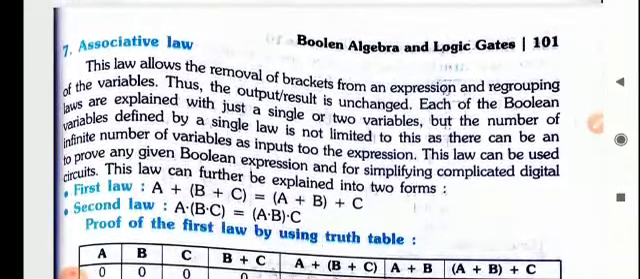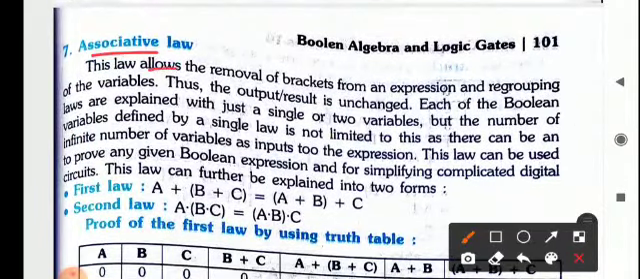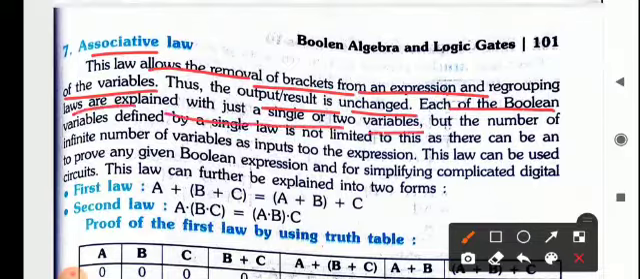Then we have the associative law. Now this law allows the removal of brackets from an expression and regrouping of the variables. So the output and result is unchanged. Each of the Boolean laws is explained with a single or two variables, but the number of variables in a single law is not limited to this, as there can be more than that also.